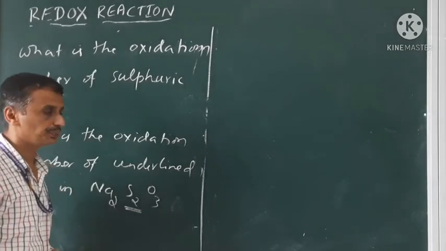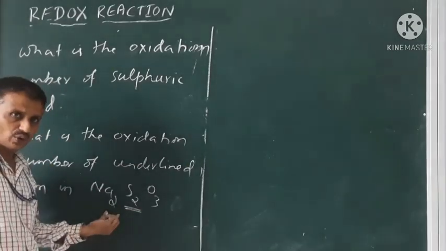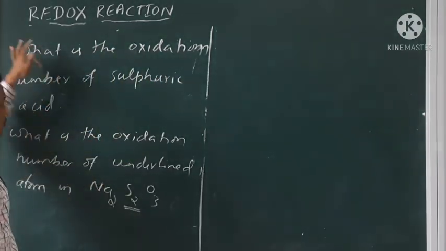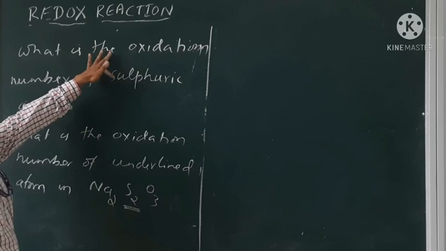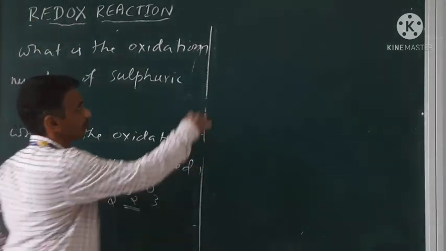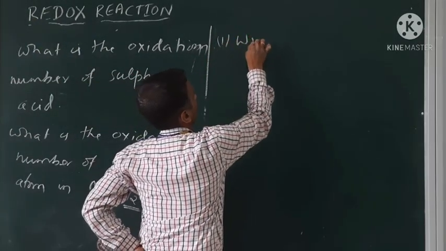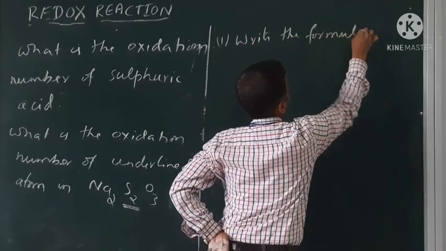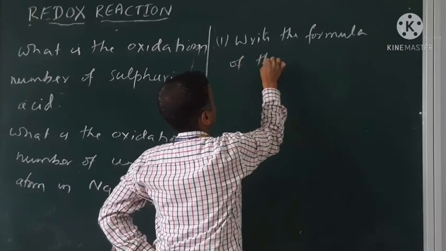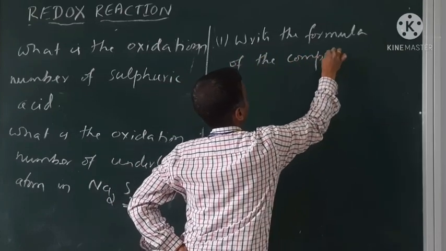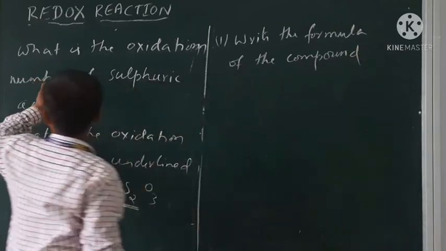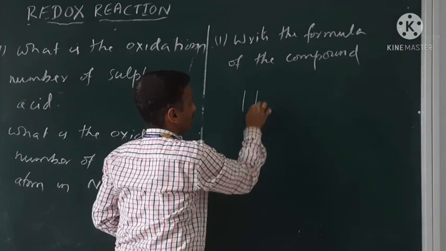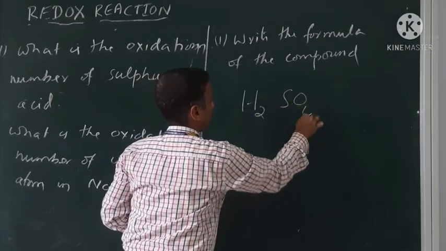So what do you have to do? See, if they have given the formula, write down the formula as such. If they have given it in a sentence, first write down the formula of the compound. I'll take this as Example 1, sulfuric acid. The formula, you know, is H2SO4.